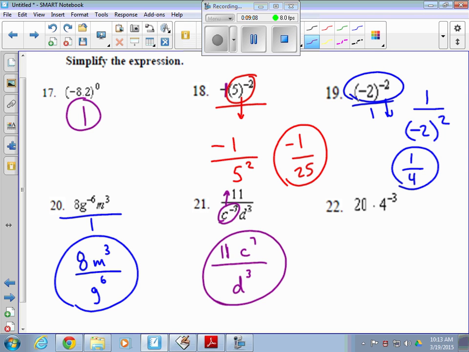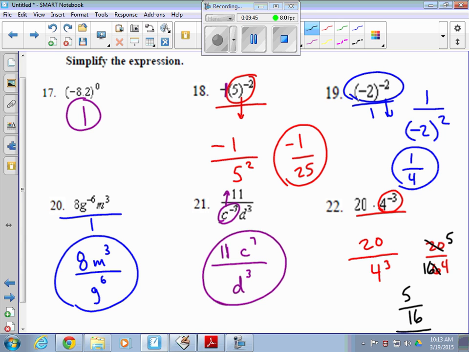20 times 4 to the negative 3rd. First things first, this has to go down since it's raised to a negative exponent. 20 over 4 to the positive 3rd. 4 times 4 is 16. Times 4 is 64. 20 over 64. What number goes into both of those? The number 4 goes into 20 5 times, and it goes into 64 16 times. So 5 over 16 is your simplified fraction.